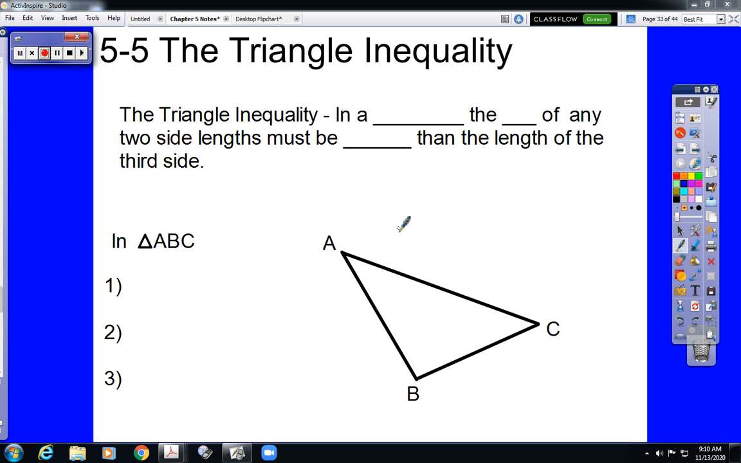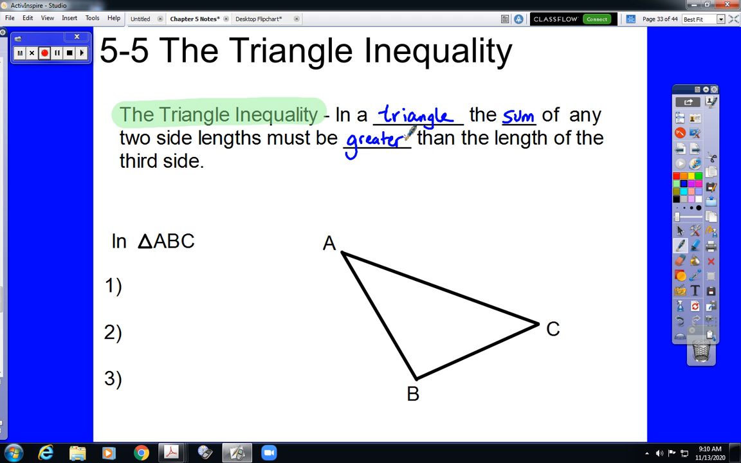All right, so in chapter 5, section 5, we're discussing a new-ish rule, one that kind of makes sense, called the triangle inequality. This is not a theorem or postulate, it is a property, so it does not have theorem or postulate after it. In a triangle, in order for something to be a triangle, the sum of any two side lengths must be greater than the length of the third side.